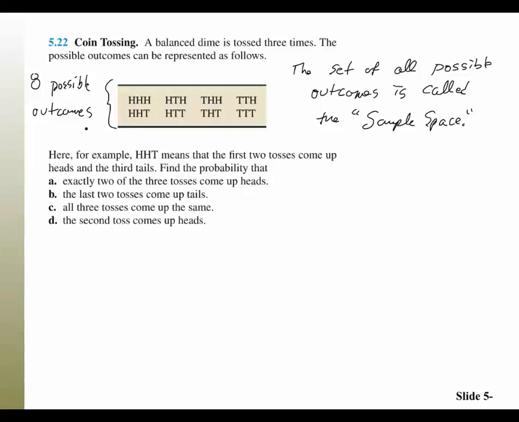Okay, Kelly right here, did you get part A? What's the probability that exactly 2 of the 3 tosses come up heads? And how'd you get that? Okay, so yes or no? This one? Exactly 2 heads? So she's looking at these three that fit the criteria, so it's 3 out of 8. So 3/8. Okay? The last two tosses come up tails.